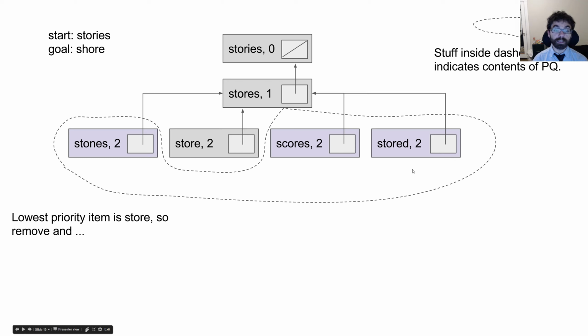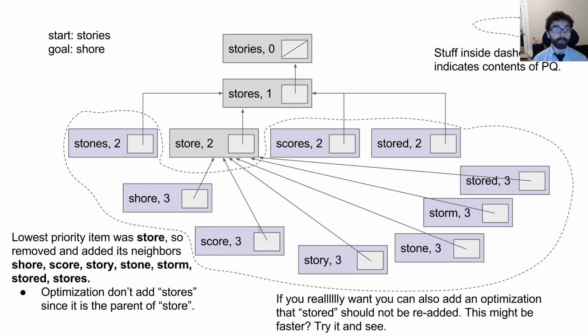That leaves us with 3 things in the priority queue. And then what we'll do is add all of its neighbors, which happen to be shore, score, story, stone, storm, stored, and stores. However, as before, the word stores is actually its grandparent, so we won't add it back. Now, in this case, what our priority queue ends up having is 1, 2, 3, 4, 5, 6, 7, 8, 9 search nodes, 3 of which have a moves value of 2 so far, and the others have a value of 3.